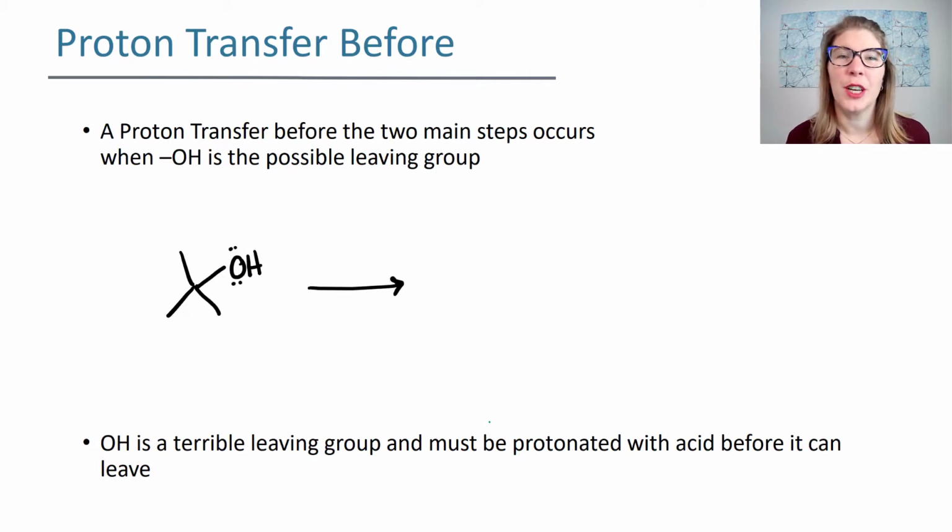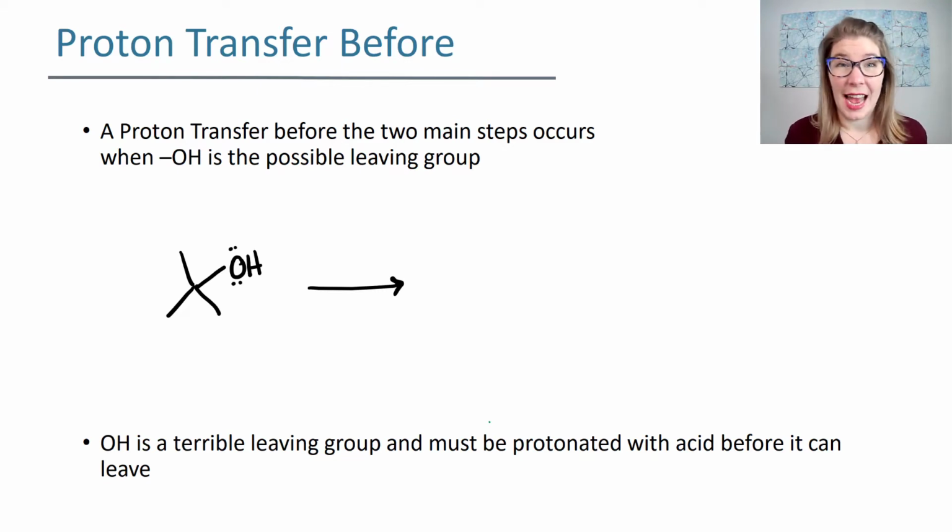A proton transfer happening before the two main steps usually occurs when you have OH as your only potential leaving group. OH is a terrible leaving group. It's not going to leave. What you would need to do in order to get OH to leave is to protonate it first. So before the two main steps of the SN1 mechanism even begin, that OH needs to be converted into a good leaving group. There's two ways to convert it into a good leaving group. We're going to focus on protonating in this example.